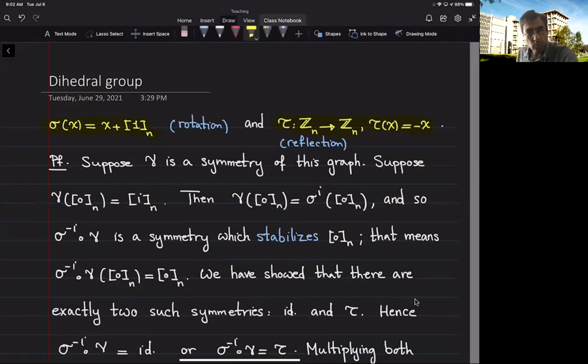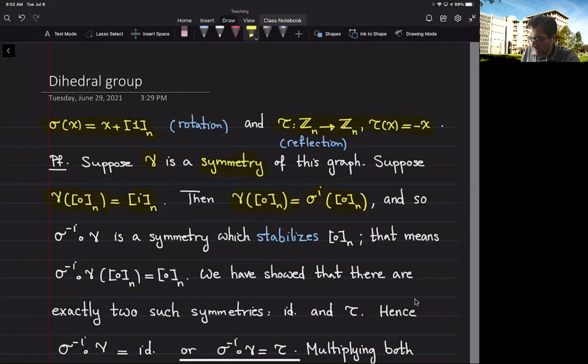Okay, so we want to say every symmetry of the n-cycle is one of the elements that we proposed. We start with an arbitrary symmetry. And again, our main tool is going to be the rigidity that we have proved. We apply gamma to the point zero. It goes somewhere. We know that we can reach the same point using a power of sigma. So gamma of 0 is simply sigma raised to power i applied to 0, where i is given by what gamma does to 0.